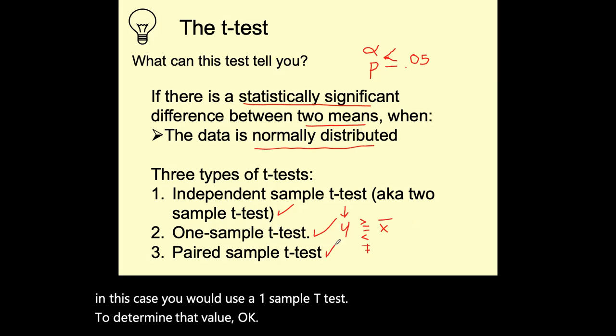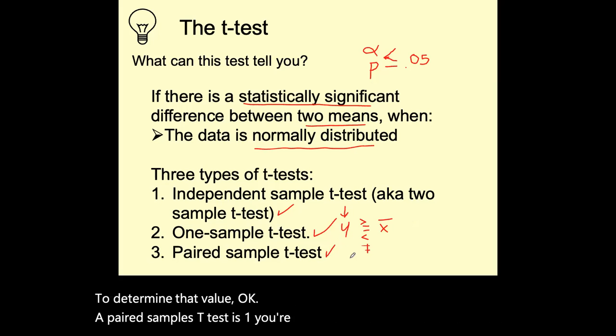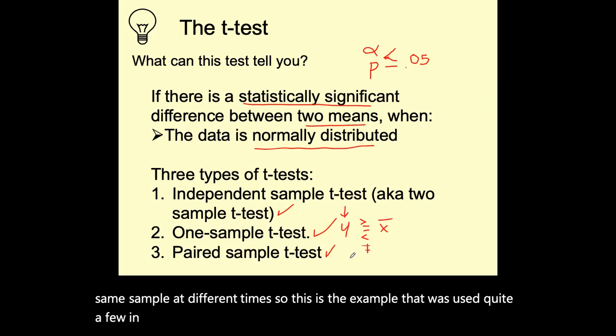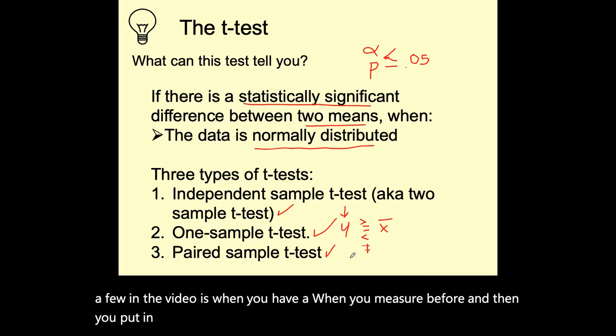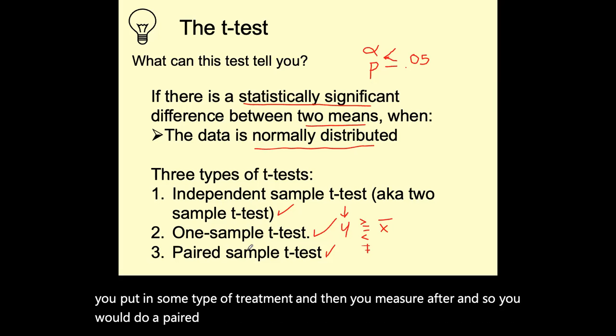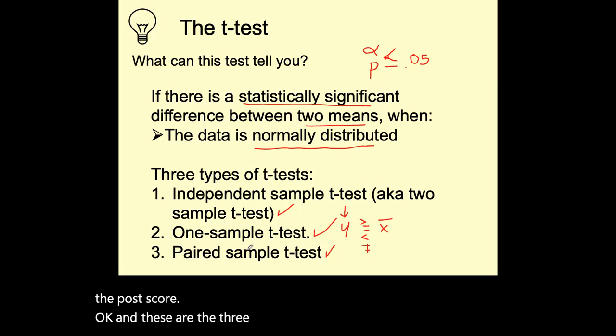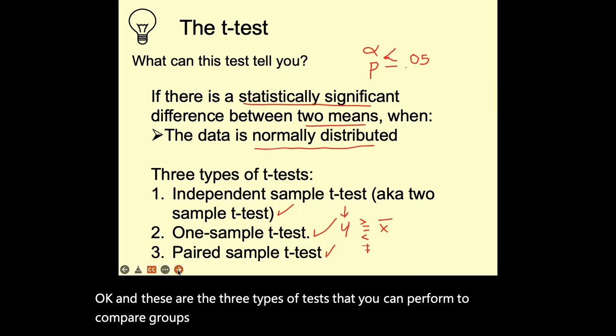A paired samples t-test is when you're measuring the same individuals, the same sample, at different times. So this is the example that was used quite a few times in the video, when you measure before, then you put in some type of treatment, and then you measure after. And so you would do a paired samples t-test to compare the pre-score with the post-score. And these are the three types of t-tests that you can perform to compare groups, two groups together.